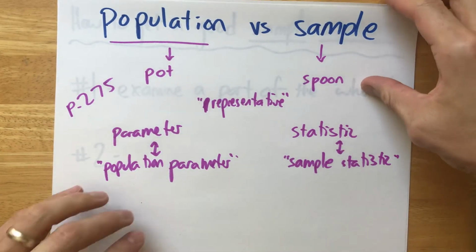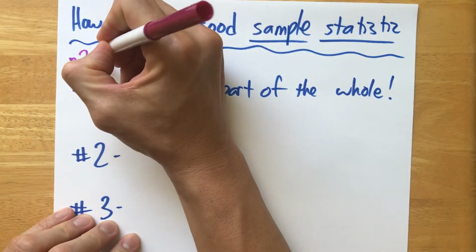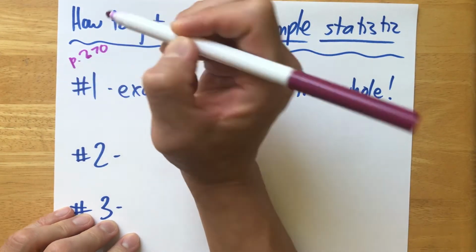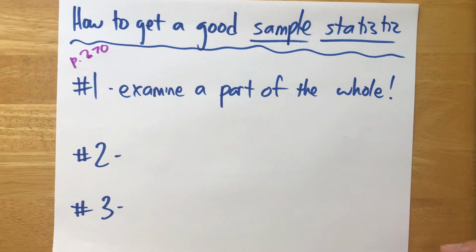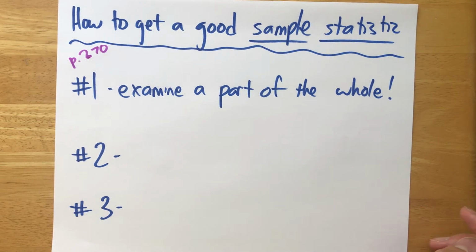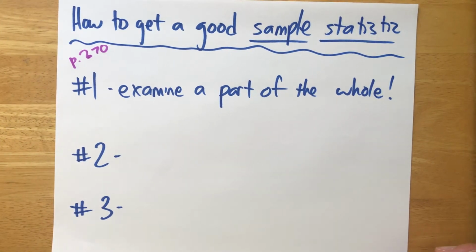All right, so what would be a good way to sample this? On the first page of the chapter, page 270, it goes through three ideas that produce a good sample statistic. And the first thing is you have to examine a part of the whole, all right? So this may sound ridiculous.